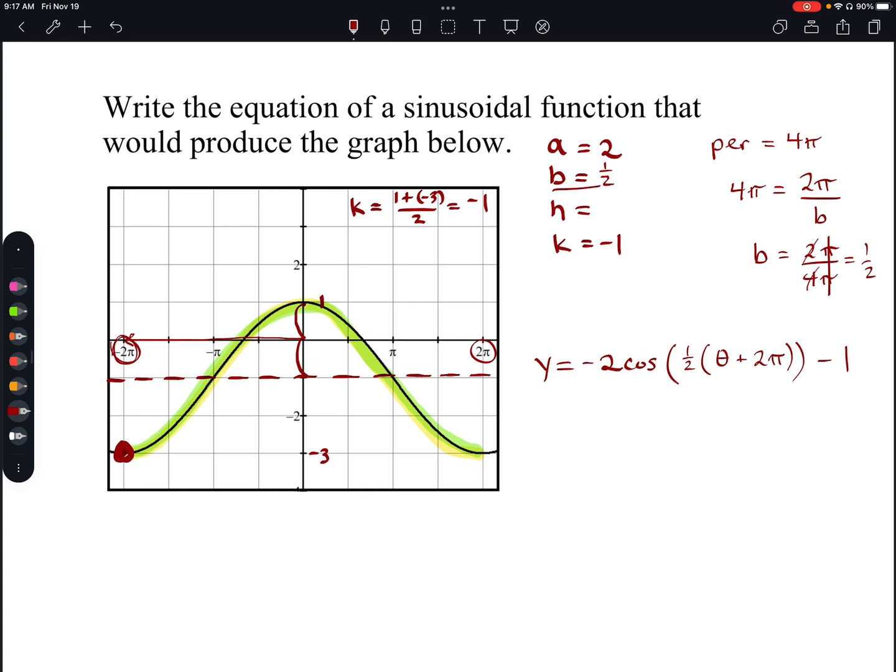Sorry about that. Hopefully you're still able to follow along there. We shifted it left to -2 pi, so we have +2 pi in there. Okay, so remember, this is the correct answer. This is our factored form, and this is the easiest way to go, in my opinion.